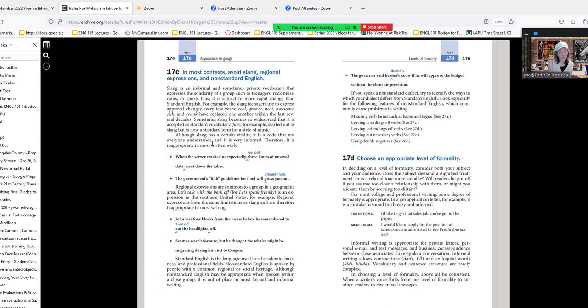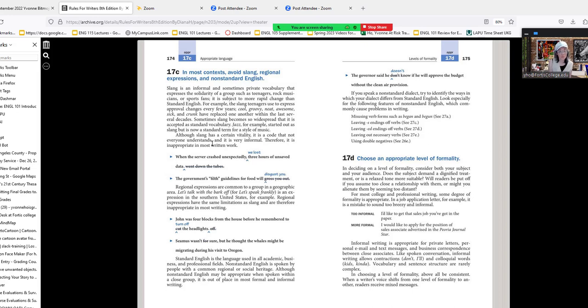So regional expressions: you don't want to say, oh my God, this food grossed me out. No one's going to understand what gross you out means. So you would say, this food is disgusting. Okay? So you want to make sure you get rid of regional expressions and slang, because all of that is way too informal for even a business letter, way too informal for an oral presentation at an office, and way too informal for your research paper.